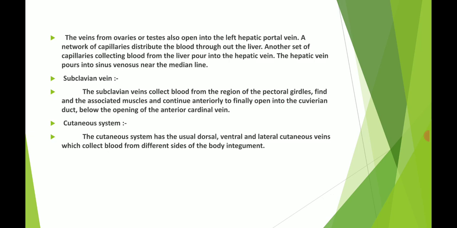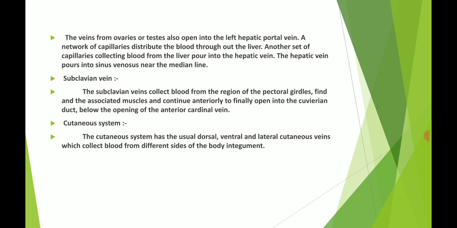Okay, this is the hepatic portal system, which is related to the liver, the stomach, as well as the intestine, and the various reproductive organs, the ovaries as well as the testes. The various gastric veins, intestinal veins, and gonadal veins are present here. So okay, the next one is the subclavian vein.